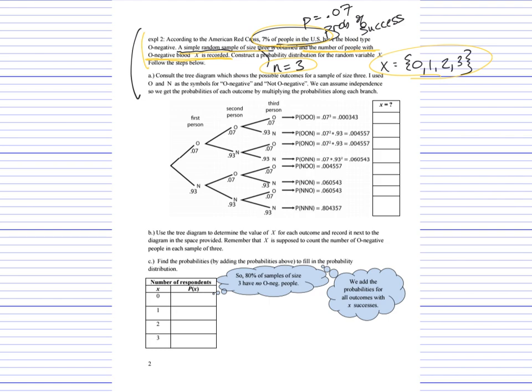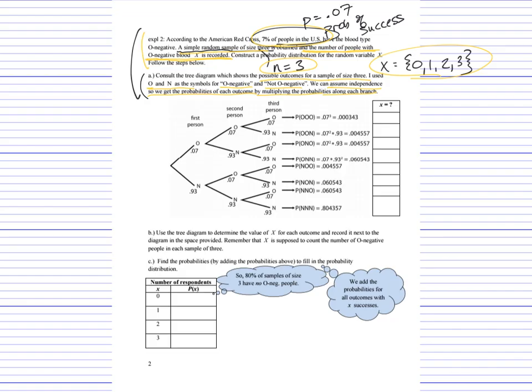Okay, now I go to my tree diagram, and it says on part A, consult the tree diagram, which shows the possible outcomes for a sample of size 3. I used O and N as O negative and not O negative, and you'll see those throughout the diagram. We can assume independence, so we get the probabilities of each outcome by multiplying the probabilities along each branch. So let's follow one of these branches so you can see that.